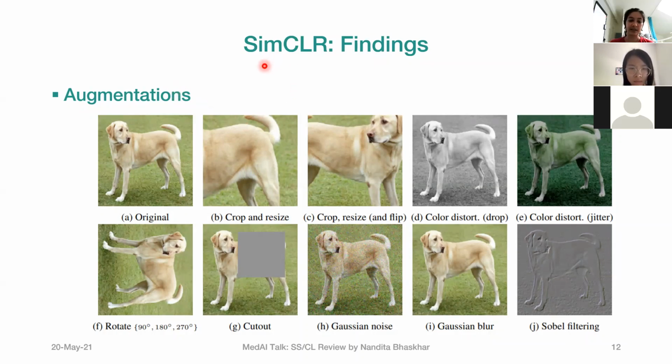In SimCLR, they found that the augmentations matter. They use the following augmentations. They use crop and resize, where they randomly crop a certain image and then resize it. They also flip it. They also do a color distortion. They do rotations. They randomly mask an image and then apply Gaussian noise, blur, and Sobel filtering.